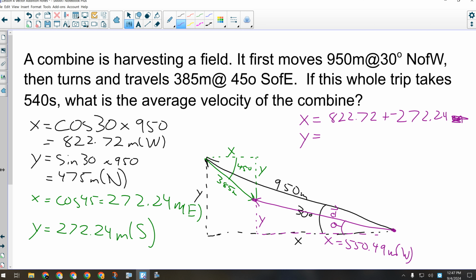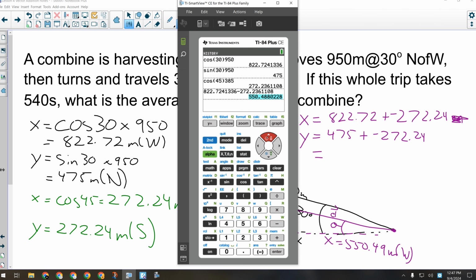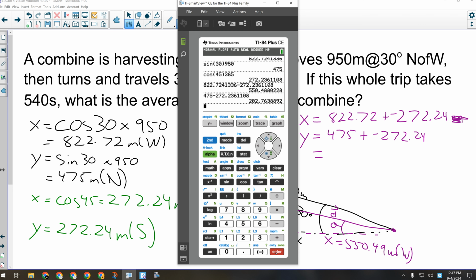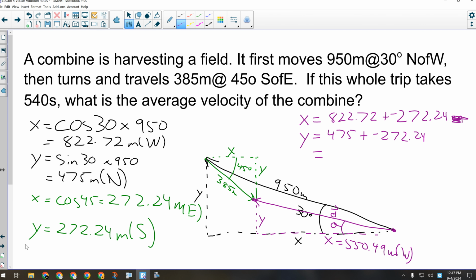Right? Now I've got to do the same thing with the y's. They are also both opposite. So I'm going to take the 475 meters north, and I'm going to add to that 272.24 meters south. So when I do that, 475 minus the 272 gives me 202.76 meters north.